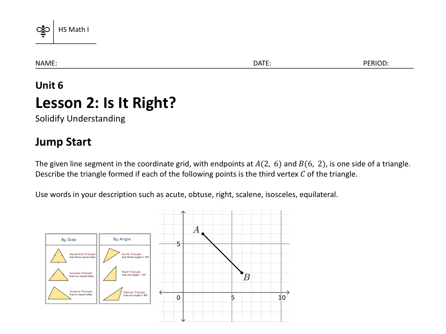This is the video notes for Unit 6, Lesson 2, Is It Right? This is a Solidify Understanding lesson, and it starts off with a jump start. In the jump start, we are creating and classifying different kinds of triangles so that we can easily build triangles on a grid if we need to, which we will for later on in the lesson.